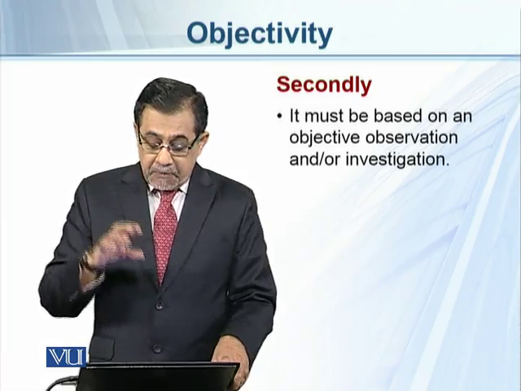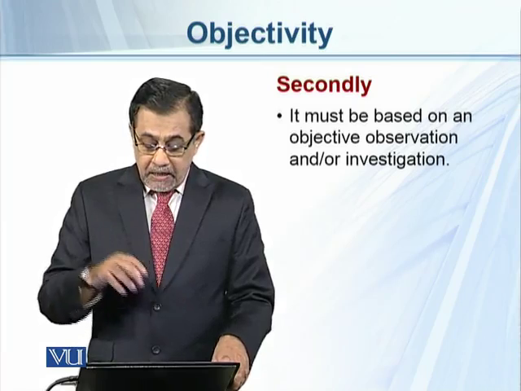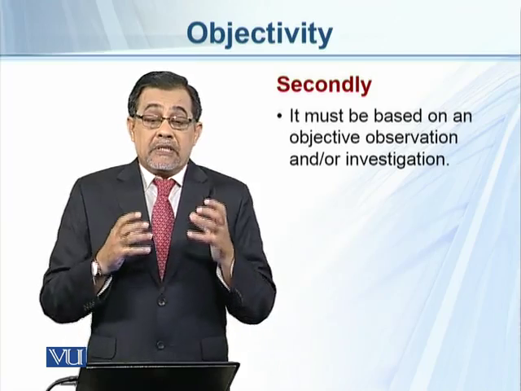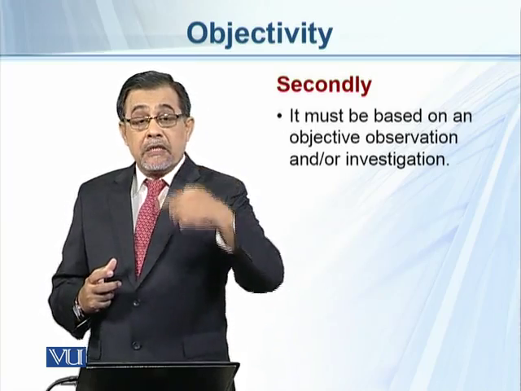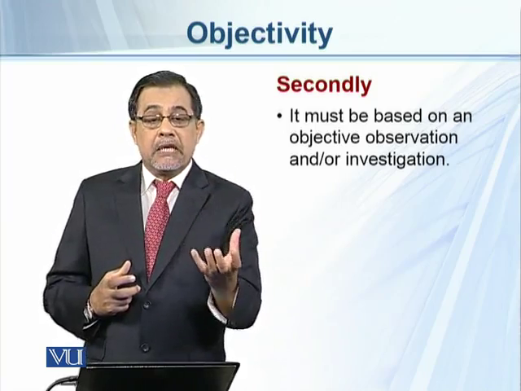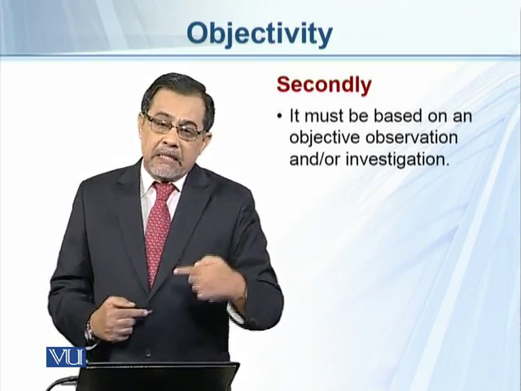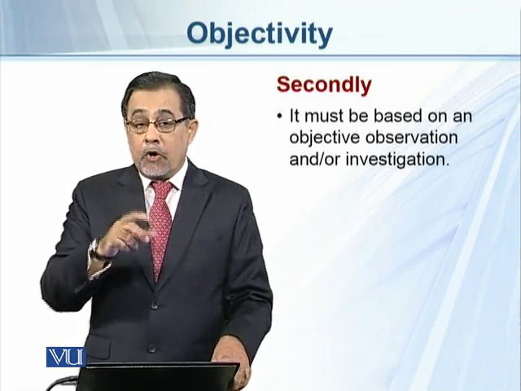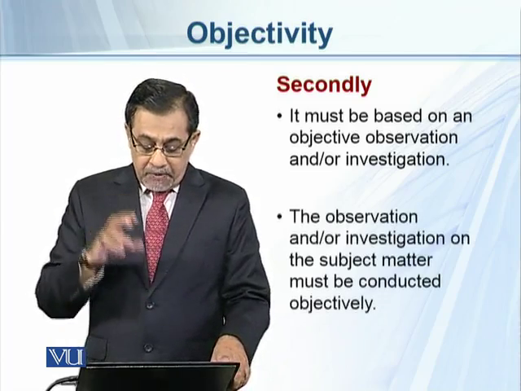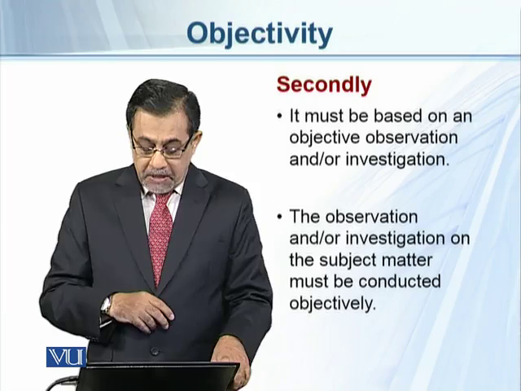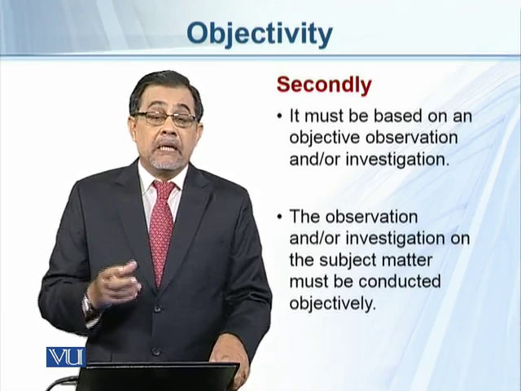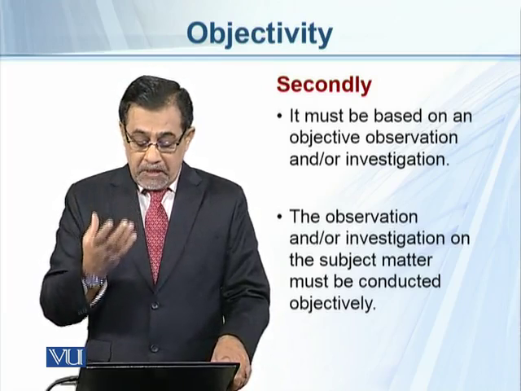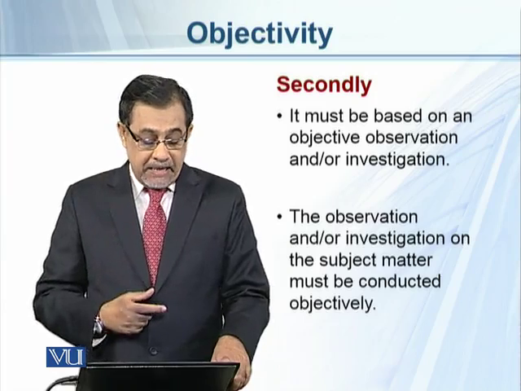It must be based on objective observation and or investigation. Objective observation: the linguist should say that this thing is found in this way, not how I feel that this thing is found. So this is the basic difference between scientific and non-scientific observation. The observation and or investigation on the subject matter must be conducted objectively, using the principle of objectivity or scientific principle. The result should be gathered this way.